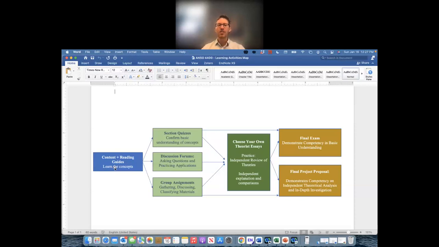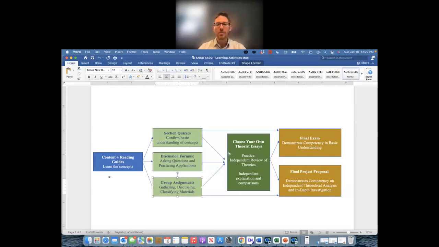But to help you start understanding and applying, we have the 3 different assignments. First, the section quizzes, which are just going to be helping you confirm basic understanding. Again, you can revise and resubmit any of these that you don't do well on. The discussion forums, which will be helping you ask questions and practice any applications of the theories. And then the group assignments, which is giving you a place to gather, discuss, and classify the theorists and the materials that we are using.